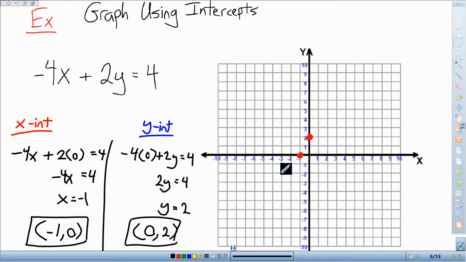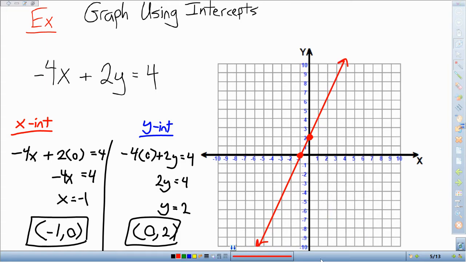Okay, and look, we have 2 points, and to graph a line, we really only need 2 points. We've been doing 5 points when we make tables, but it's not necessary when we're dealing with intercepts. We have 2 points, we can connect them, and we can get our line. Remember, put your line all the way across your graph, because technically it goes on forever.